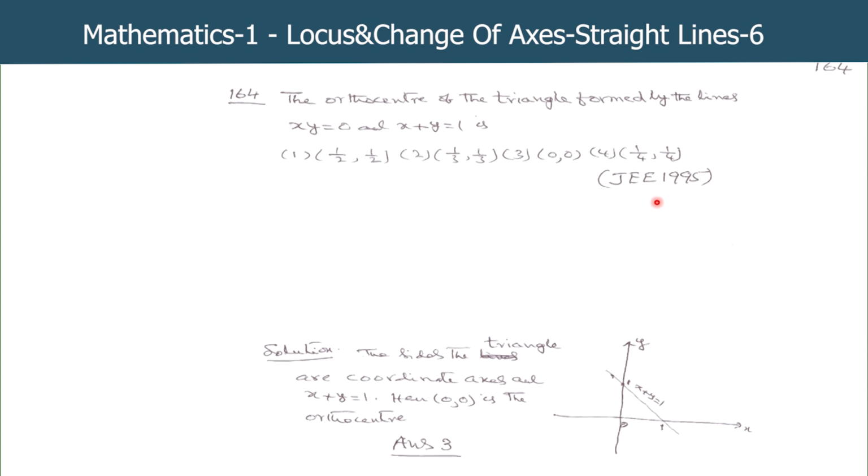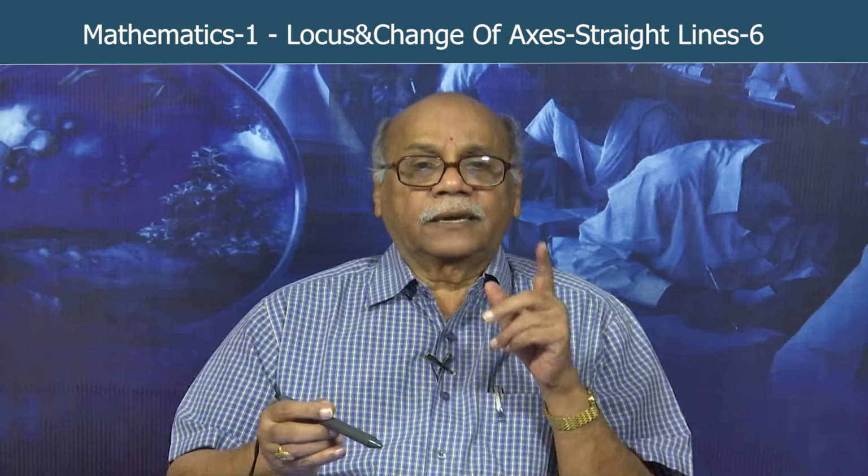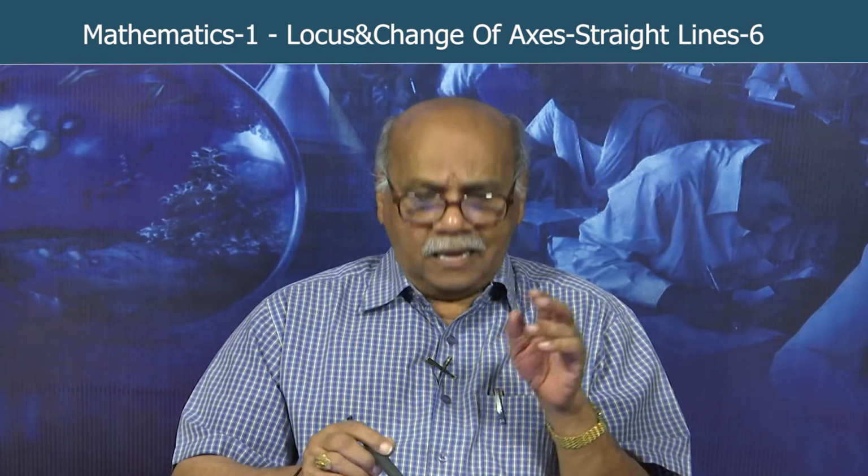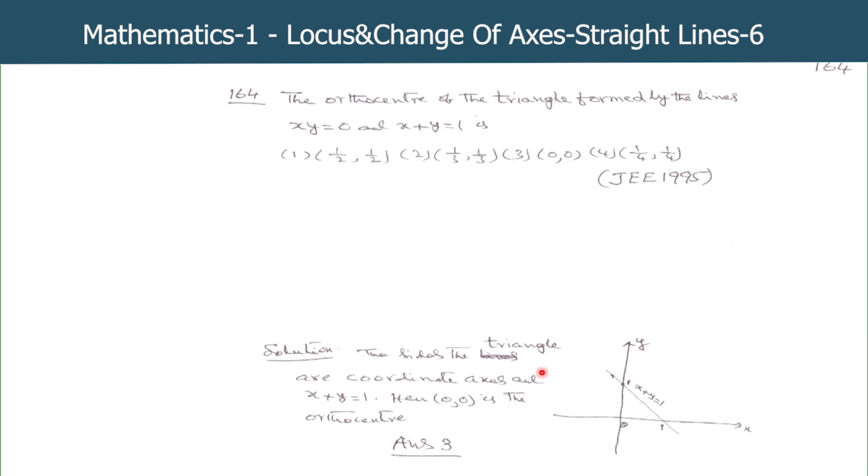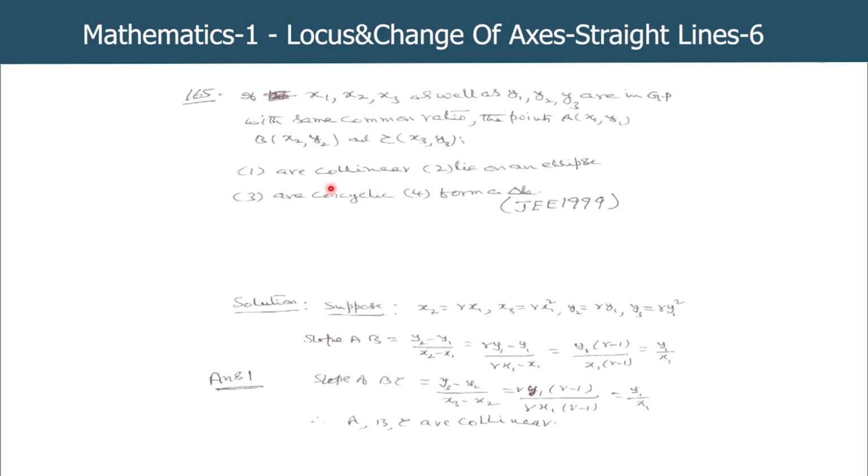Now, you know that xy equal to 0 means the x and y axes, x is equal to 0 and y is equal to 0. So, that means two sides are the x and y axes. The third side is x plus y is equal to 1. That means the triangle formed by them is a right angled triangle, right angled at the origin. So, the orthocenter is the right angled vertex, which is nothing but the origin. So, the correct option is 3. Okay. Right. Next.